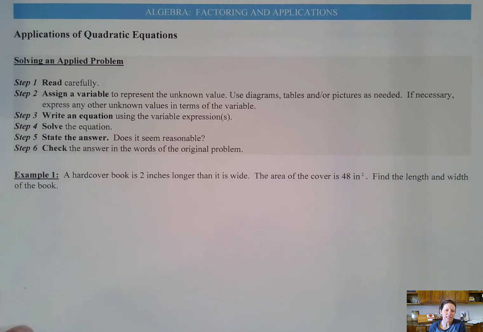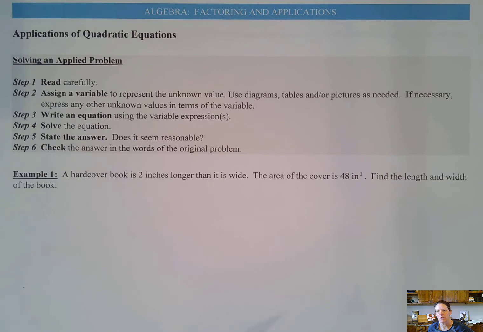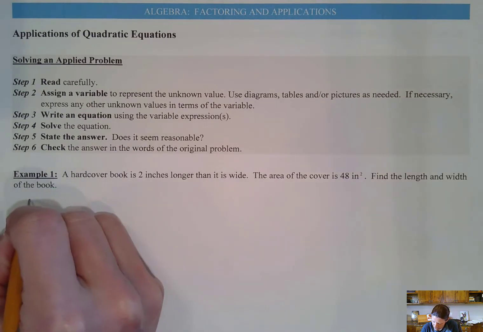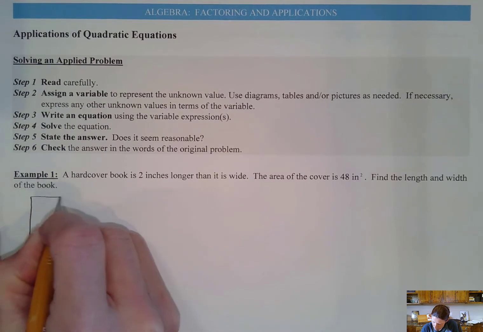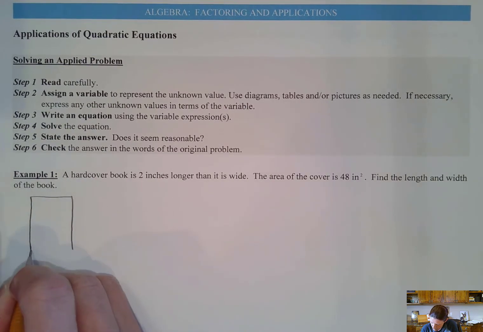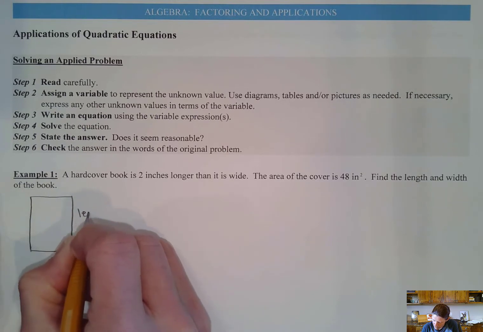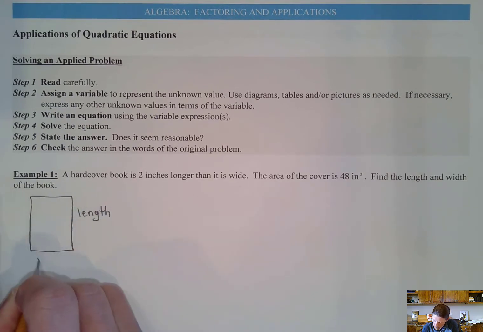So here we go. In example 1, a hardcover book is 2 inches longer than it is wide. The area of the cover is 48 square inches. We want to find the length and the width of the book. So, we might be talking about a book like this that has a width and a length that is longer. Now I'm going to draw a picture of a rectangular cover of a book. And we've got our length and the width.